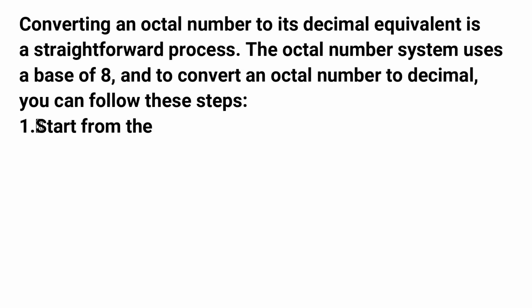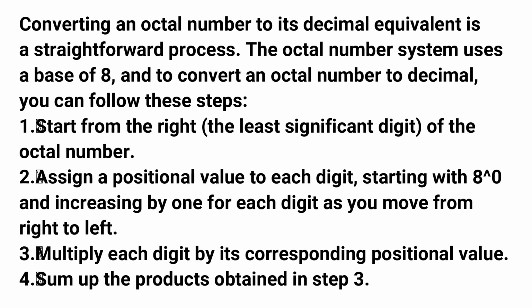Converting an octal number to its decimal equivalent is a straightforward process. The octal number system uses a base of 8, and to convert an octal number to decimal, you can follow these steps. 1. Start from the right, the least significant digit, of the octal number. 2. Assign a positional value to each digit, starting with 8^0 and increasing by 1 for each digit as you move from right to left. 3. Multiply each digit by its corresponding positional value. 4. Sum up the products obtained in step 3.